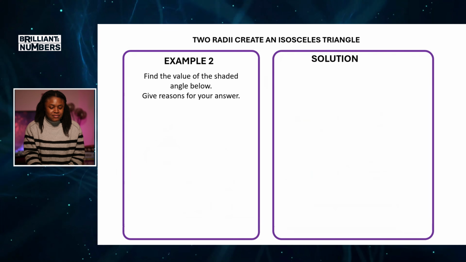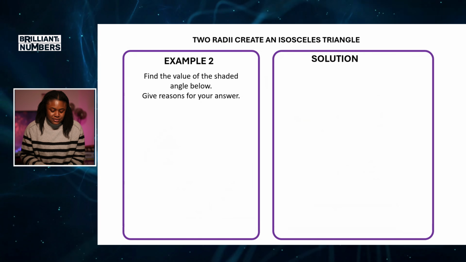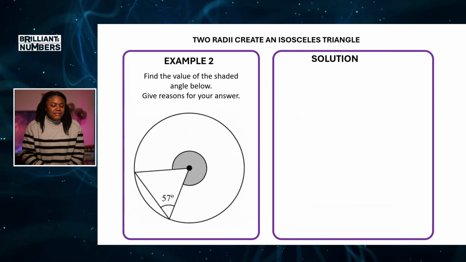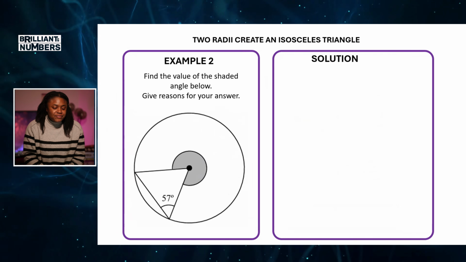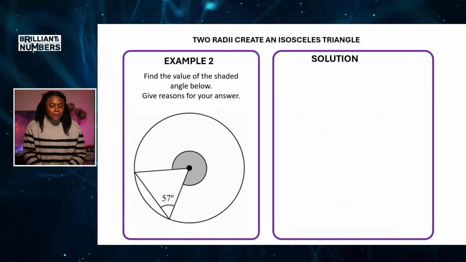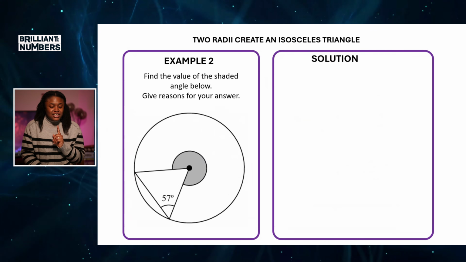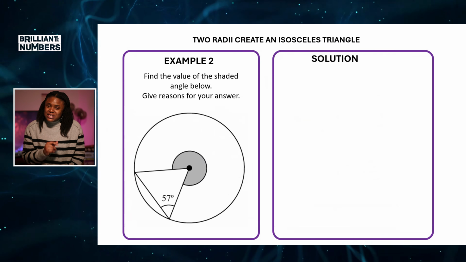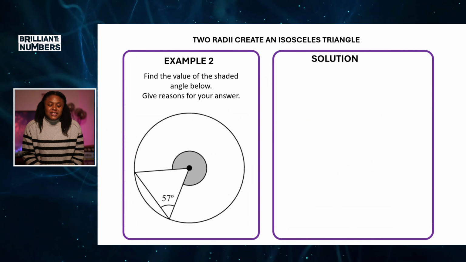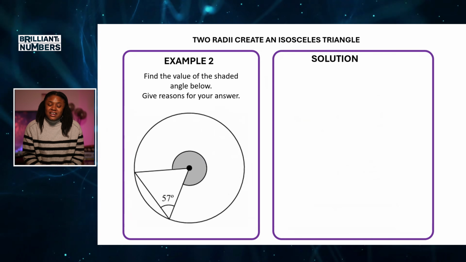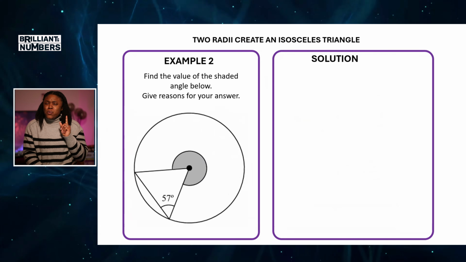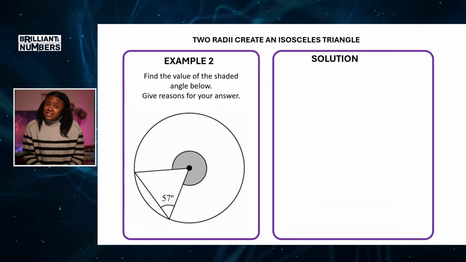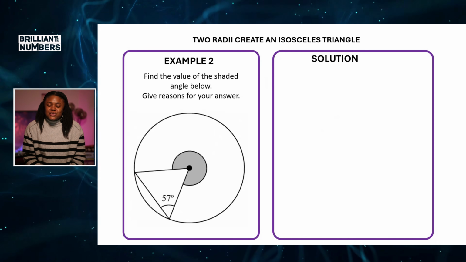Okay, with that being said, let's look at another example around this particular theorem. So, example number 2, we're asked here to find the value of the shaded angle below and give reasons for our answer. Now, we can see here that the shaded angle in question is a reflex angle, and that angle is on the outside of my triangle. But with my knowledge of two radii creating an isosceles triangle, I can reason that if I know one of the base angles, then it's simple reason that I also know the other one in the isosceles triangle.